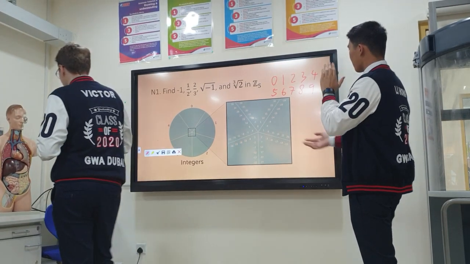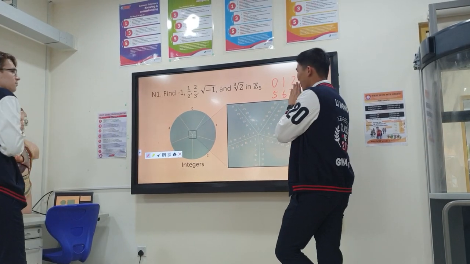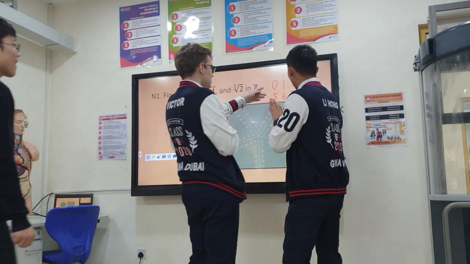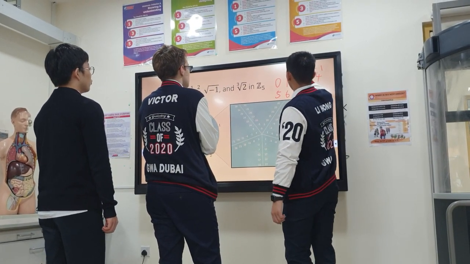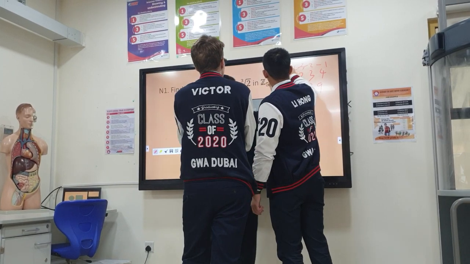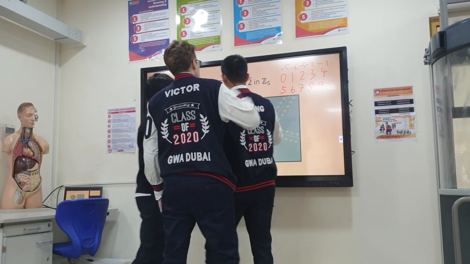Mathematics. Okay, so in the form of modulo, we made N1, and then there are two. But I still don't get this part. Why negative one? Because you're counting it.